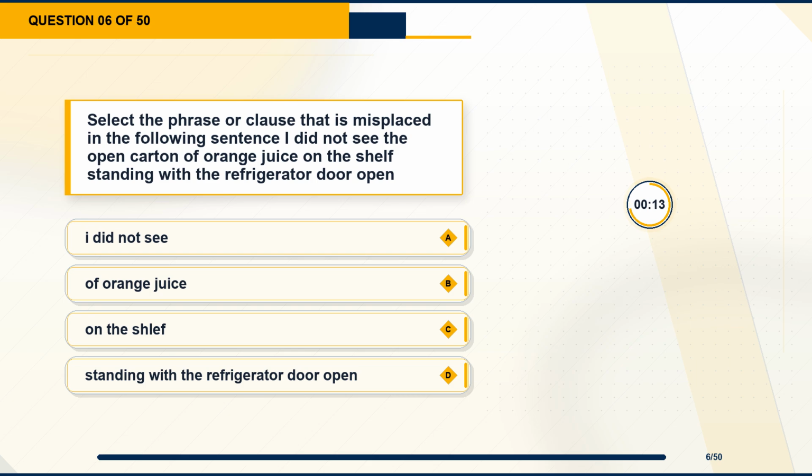Question 6. Select the phrase or clause that is misplaced in the following sentence. I did not see the open carton of orange juice on the shelf standing with the refrigerator door open. Option A, I did not see. Option B, of orange juice. Option C, on the shelf. Option D, standing with the refrigerator door open.